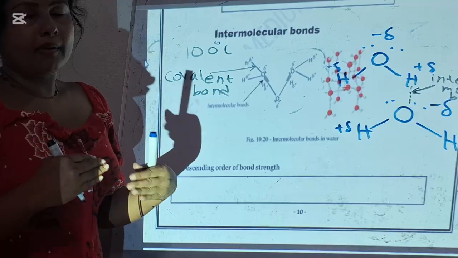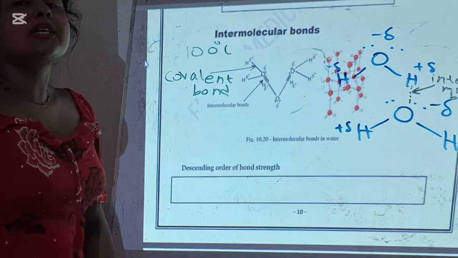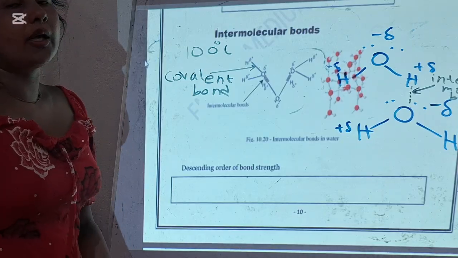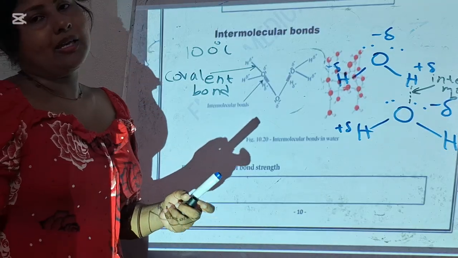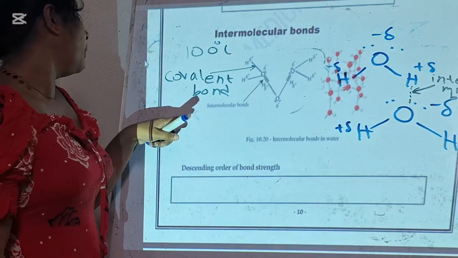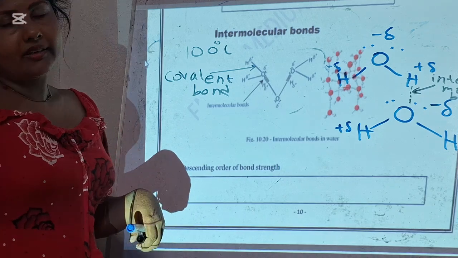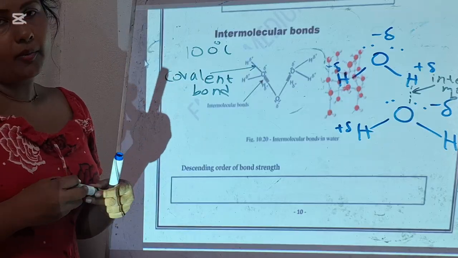The water becomes water vapor. The reason is the breakdown of intermolecular bonds. Intermolecular bonds කැඩුන නිසා liquid water vapor බවට පත් වෙනවා. But actually it is hard to break down the covalent bonds. The reason is that the covalent bond is stronger than the intermolecular bonds.